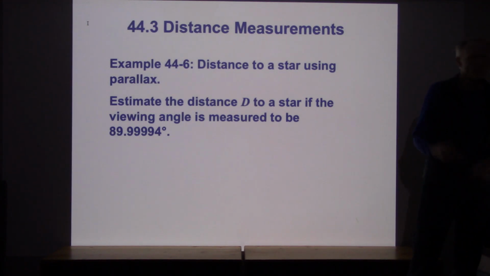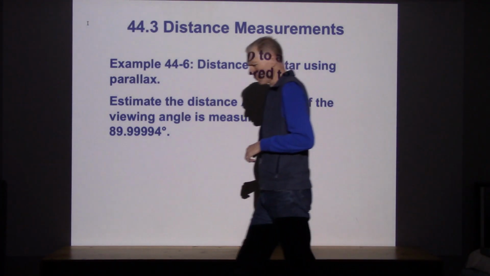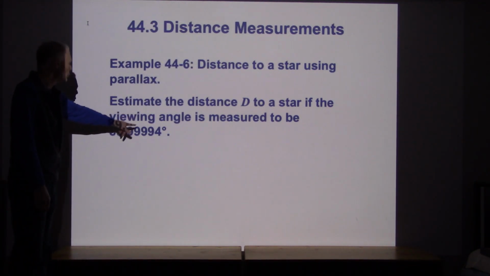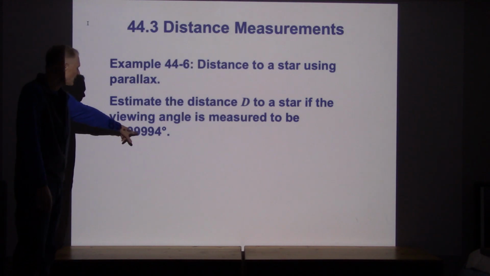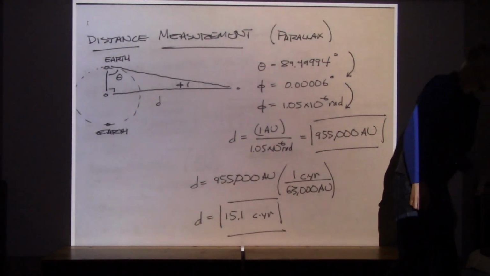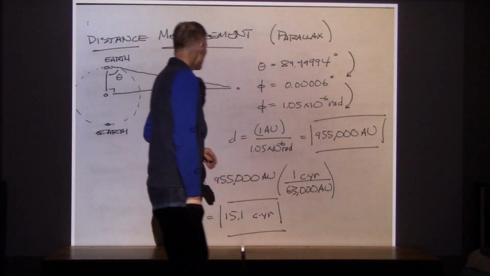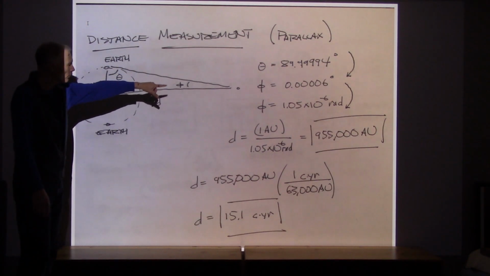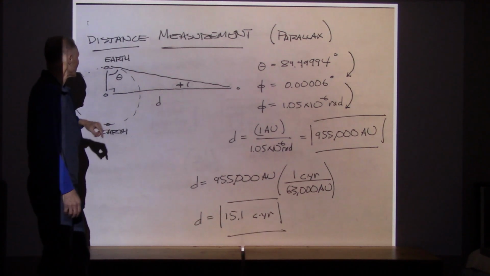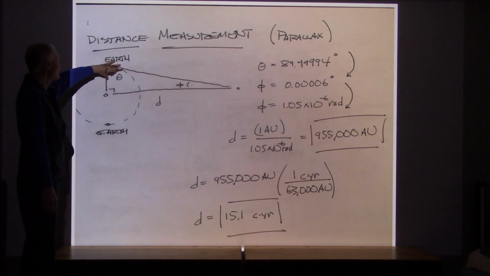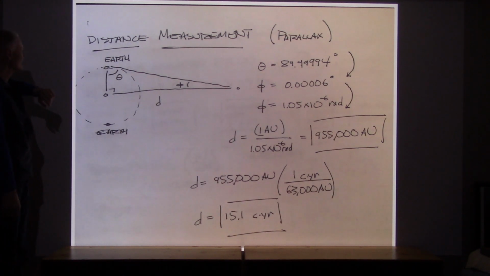So here's another example. This is an example that was given with this set of slides, which is a little funny. It says that the viewing angle is 89.99994 degrees, which is typically not the way these problems are given. So again, if we bring back Earth's orbit, there's the star that we're trying to measure. They're telling us not the parallax angle, but what they're calling the viewing angle, which is a little funny.